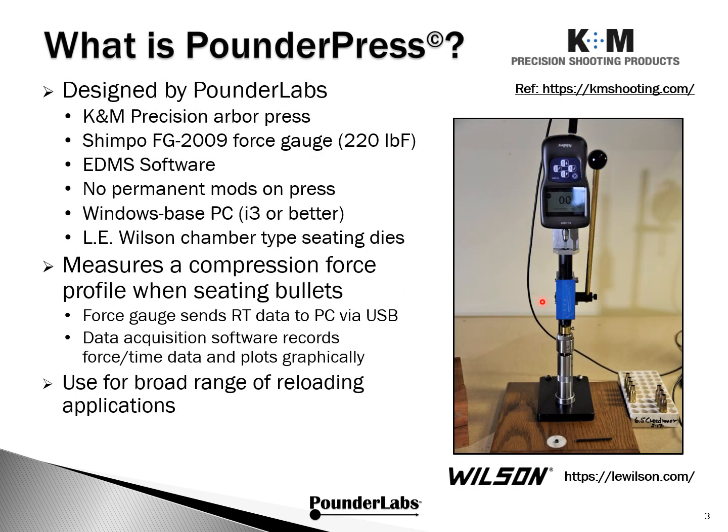PounderPress starts with the K&N Precision Arbor press. On this is added a 220 pound force digital force gauge. EDMS is the data acquisition software. We didn't have to make any permanent changes to the press and can return it back to stock configuration. We need a Windows-based PC running i3 or better, and then the Wilson chamber type seating dies are critical to this setup. What we're going to do is measure a compression force while we're seating bullets.